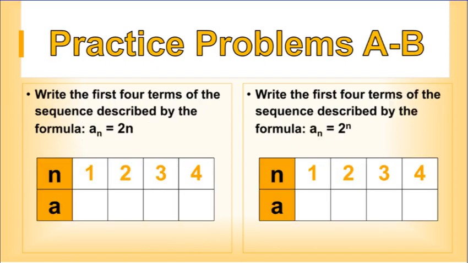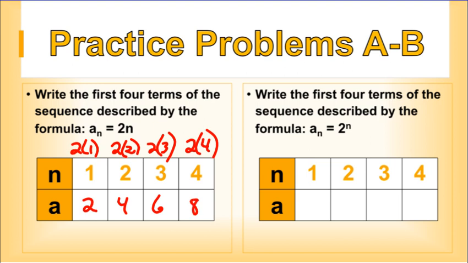Let's look at some other practice problems. Write the first 4 terms of the sequence described by the formula a subscript n equals 2n. So they give us the formula. We need to plug in our numbers. 2 times 1 gives me 2. Here, n is 2. 2 times 2 is 4. Here, n is 3. 2 times 3 is 6. n is 4 here. 2 times 4 is 8. So we would have 2, 4, 6, 8 there.